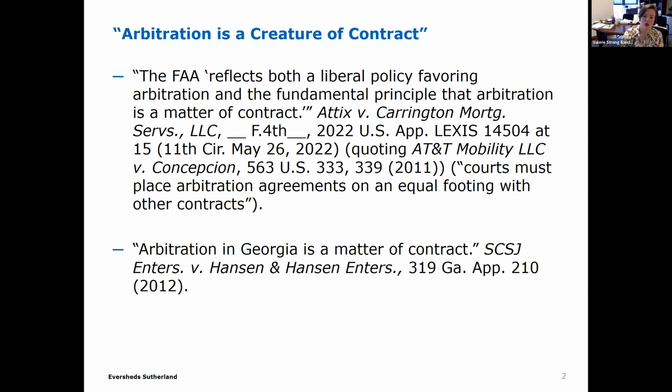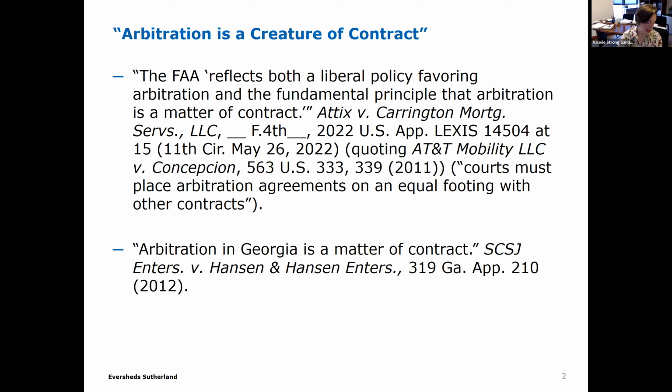And then we see that the Georgia courts have also said more than once that this is a matter of contract. So let me talk about Concepcion a little bit in this context. AT&T Mobility versus Concepcion from the Supreme Court in 2011 had to do with class action waivers in arbitration agreements. And at the time, perhaps still, under California law, it was deemed unconscionable to contractually waive your quote right to bring a class action.